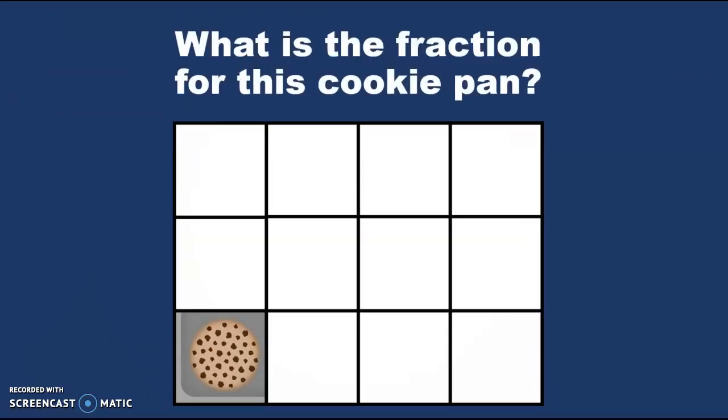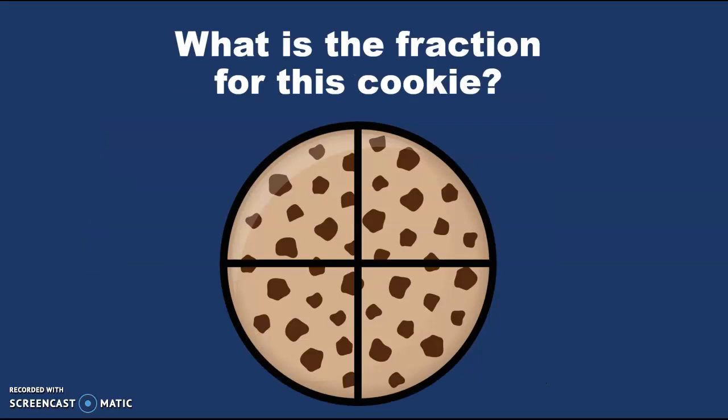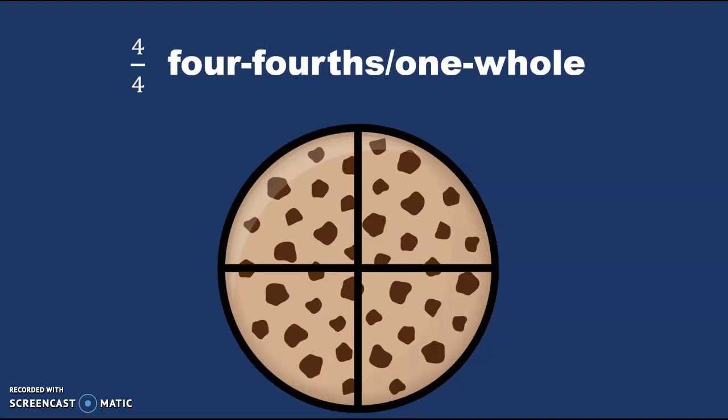What is the fraction for this cookie pan? 1/12. There are 12 equal pieces, but only one of those equal pieces has a cookie. What is the fraction for this cookie? 4/4 or 1 whole.